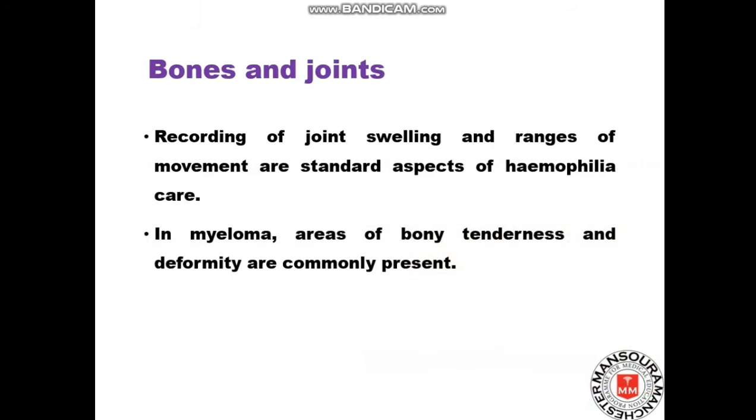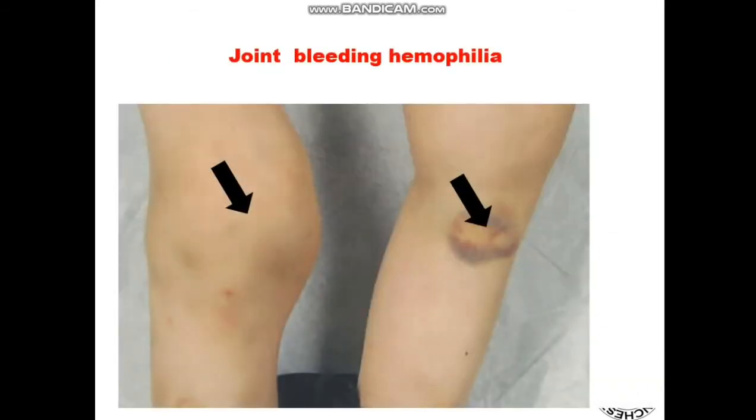According to bones and joints, recording of bone, joint swelling and ranges of movement are standard aspects of hemophilia care. In myeloma, areas of bony tenderness and deformity are commonly present. This figure shows joint bleeding in cases of hemophilia, this superficial ecchymosis, and this showing hemarthrosis.